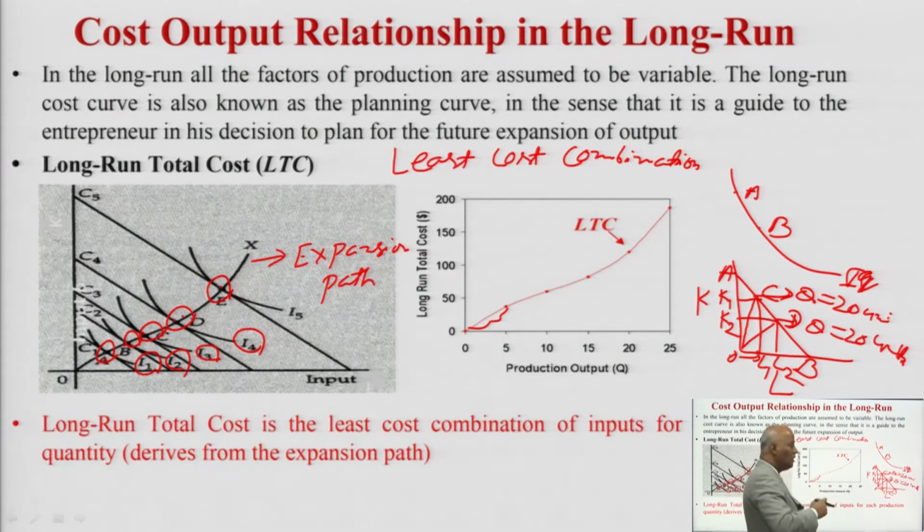And the reason is that the long run average cost and the long run marginal cost are falling. That means they are decreasing. It is decreasing mainly because the long run total cost curve will increase, but at a decreasing rate, and afterwards it will increase, but at an increasing rate.